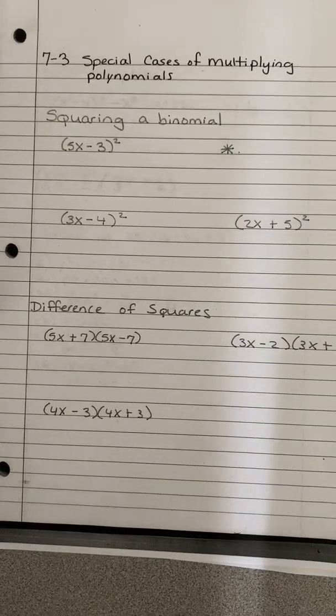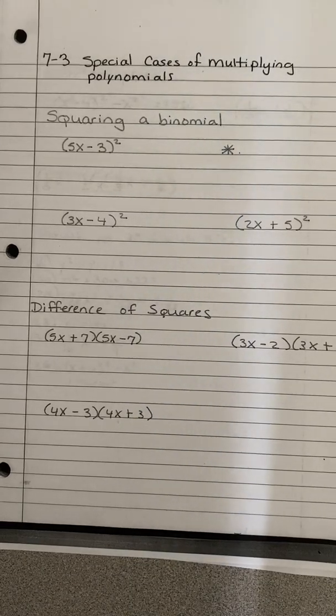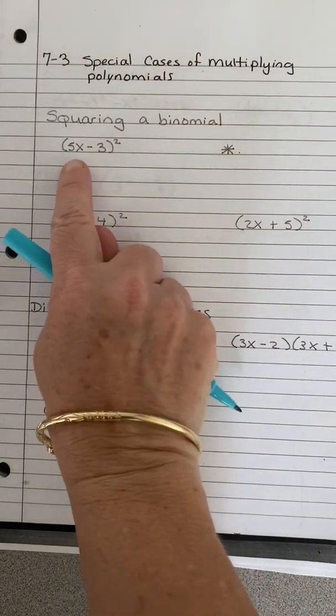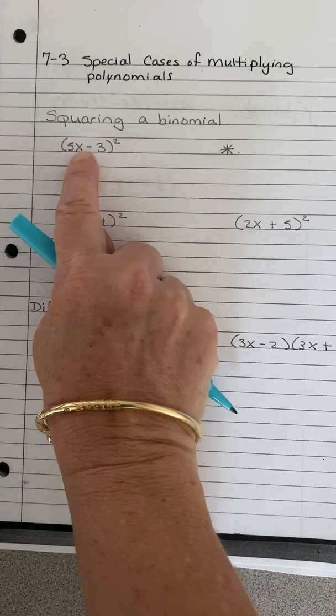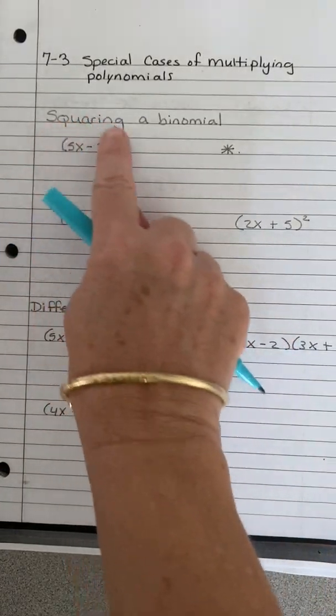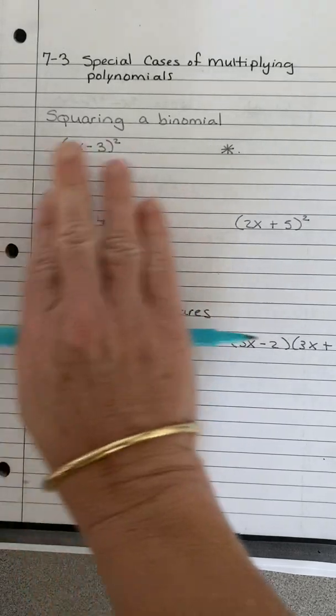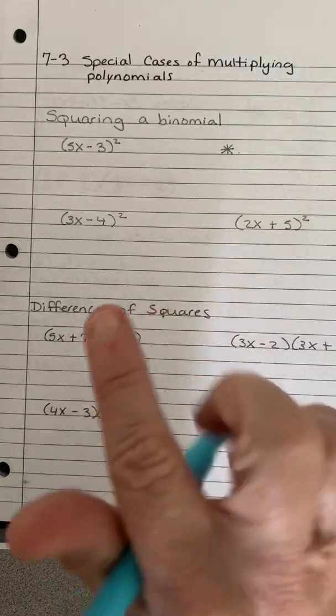Hi, we're going to talk about some special cases of multiplying polynomials. My first example here is when we have a binomial and we're squaring it. When I first start out teaching this, I usually say, let's just multiply it out so we know how to do it.